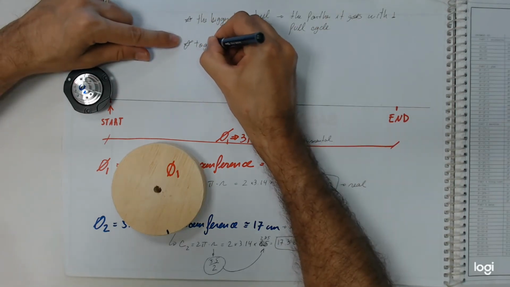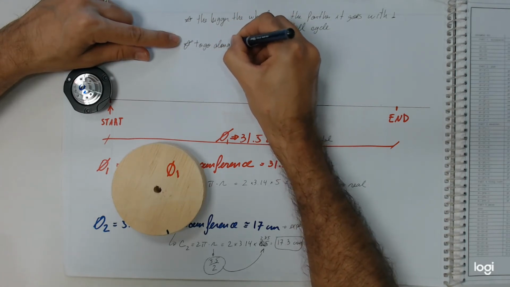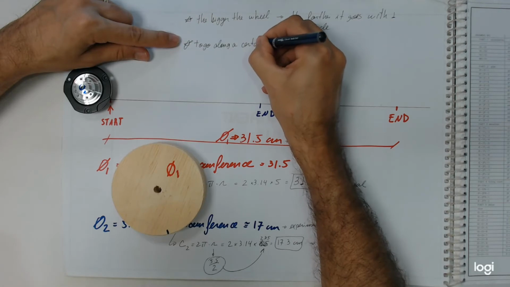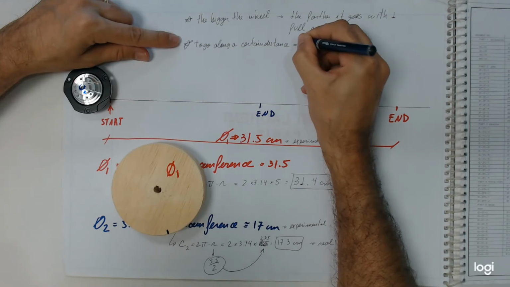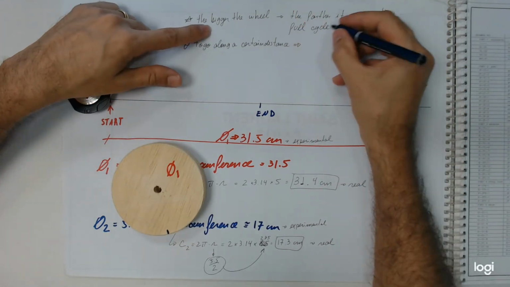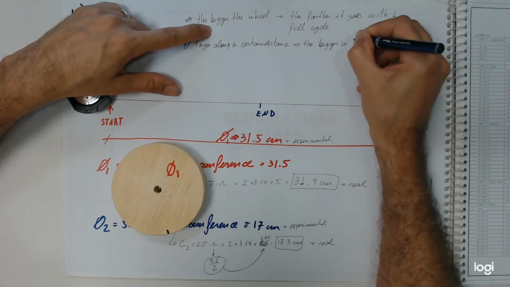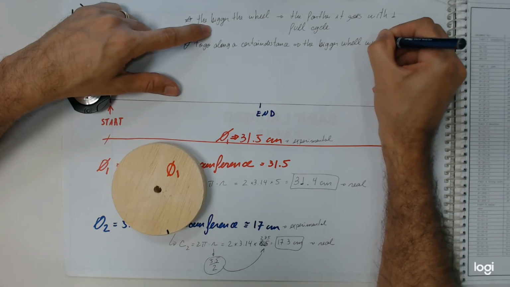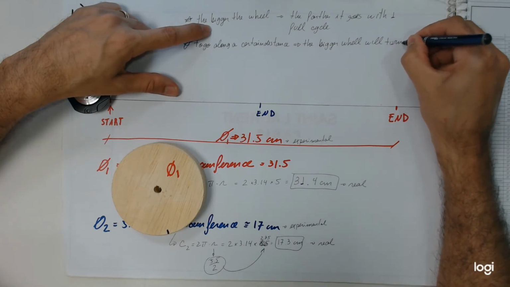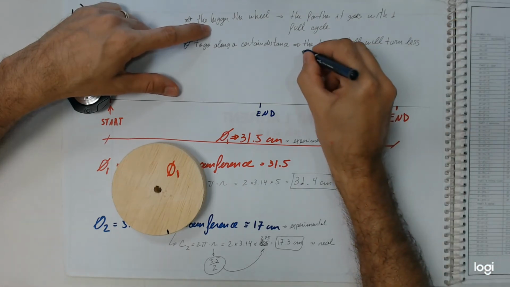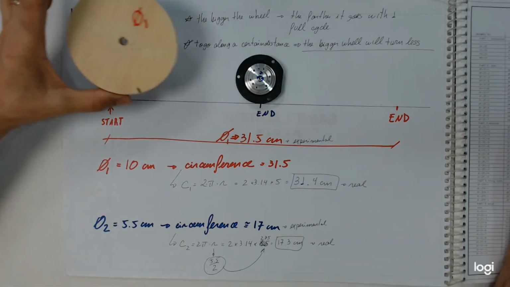What is the other conclusion? To go along a certain distance, the bigger wheel will turn less, because this one turns one full cycle, this one just half.